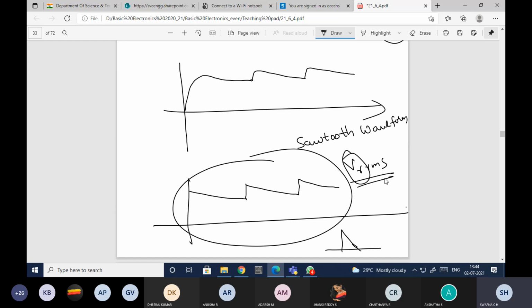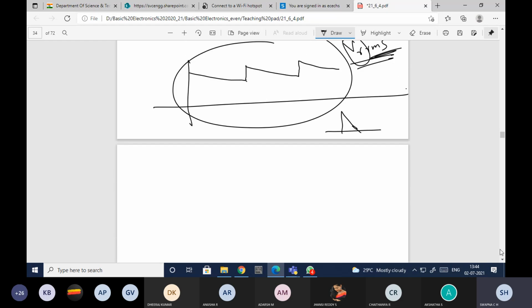This VR indicates the ripple. For this ripple, you need to find the RMS value. Generally, how will you find it? It is a time varying signal only, right? So how will you find the RMS value? Root mean square value.